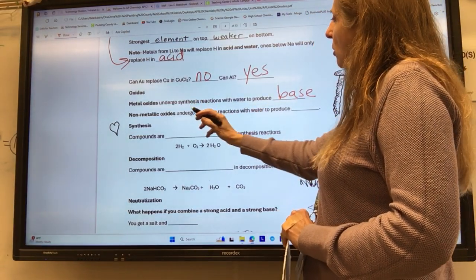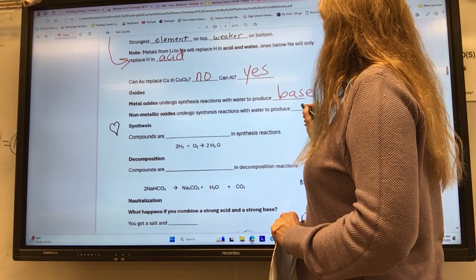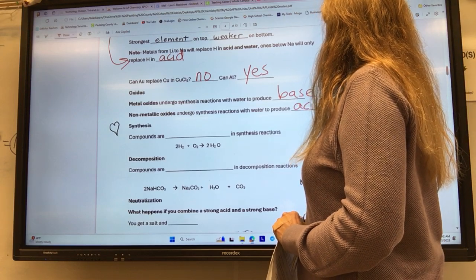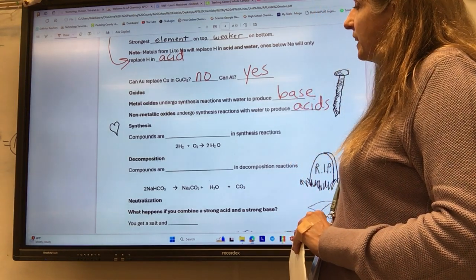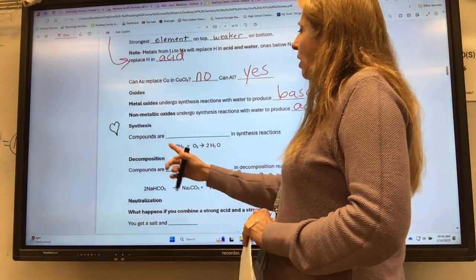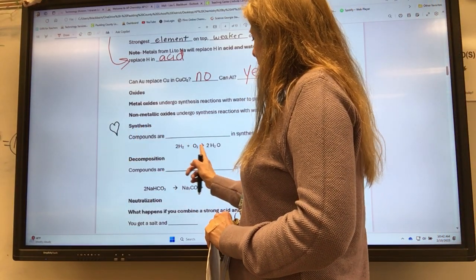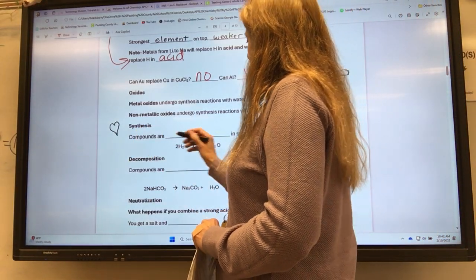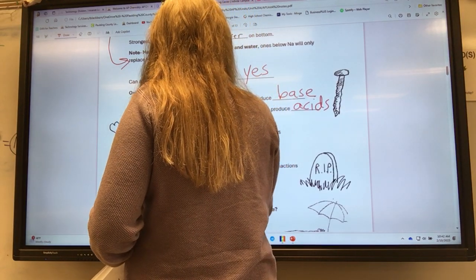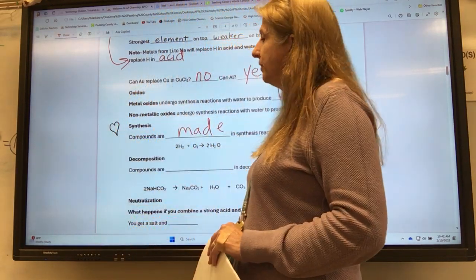Non-metal oxides undergo synthesis with water to produce acids. Okay. So synthesis is one type of reaction. Atoms get together into something new. Compounds are made in synthesis. So this is falling in love. Aww.